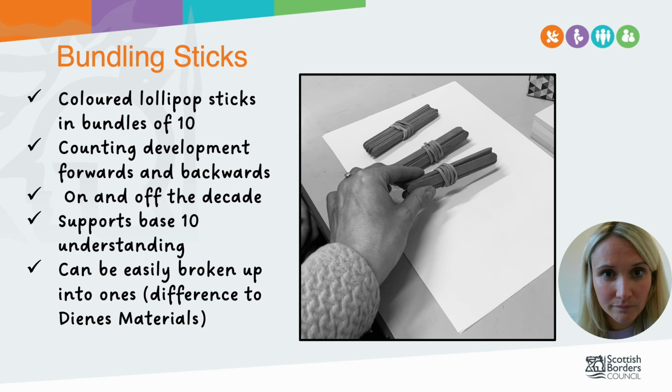So as you put down a bundle, you're asking the learner to say what they see. And you could be going up in tens, you could be then taking away tens, and they have to visually see what they say. And then you can also start again to break that 10 up into ones so that you could be counting off the decade, both forwards and backwards.